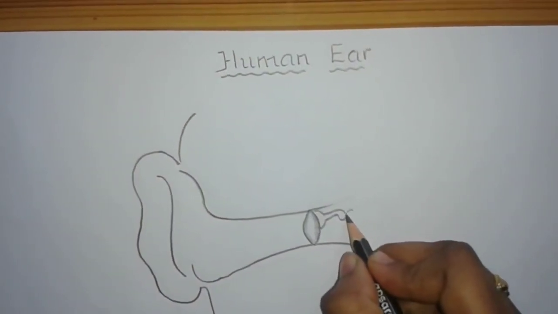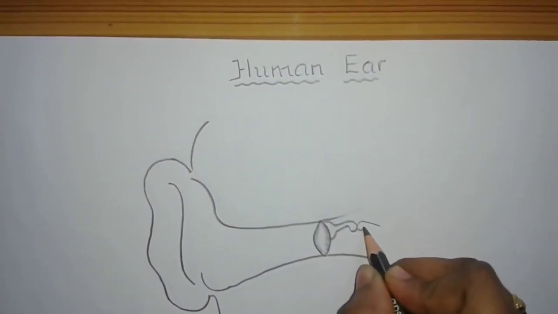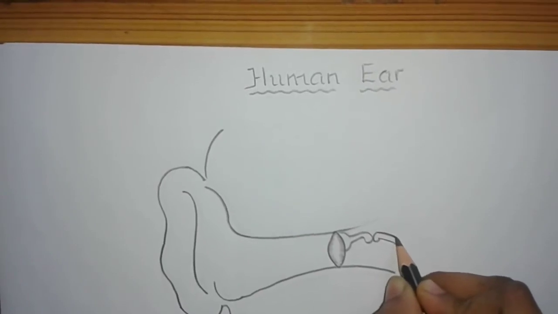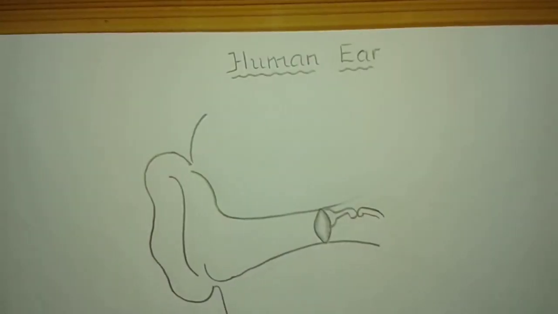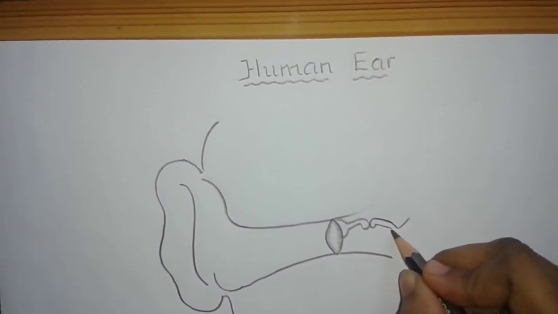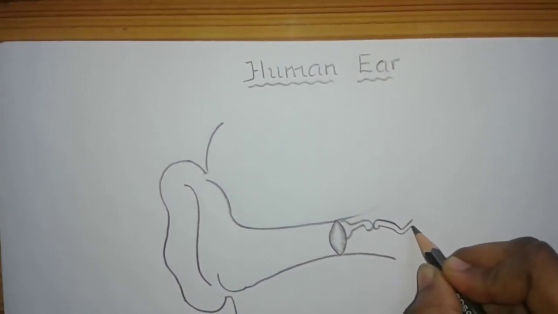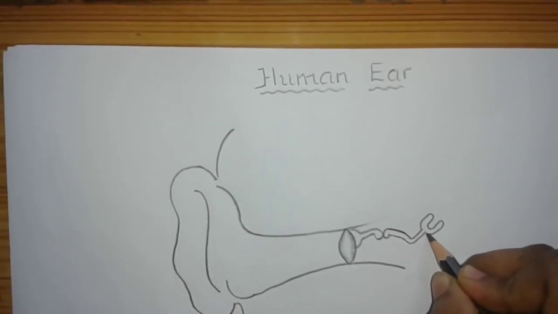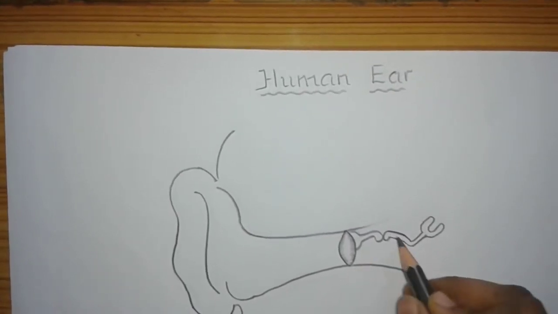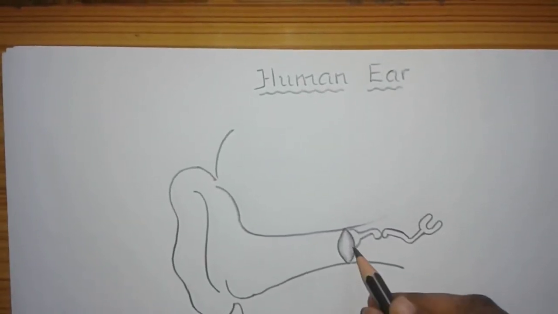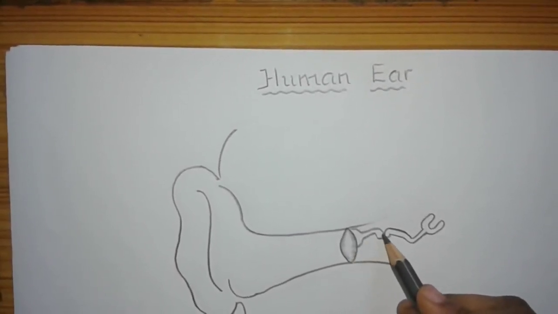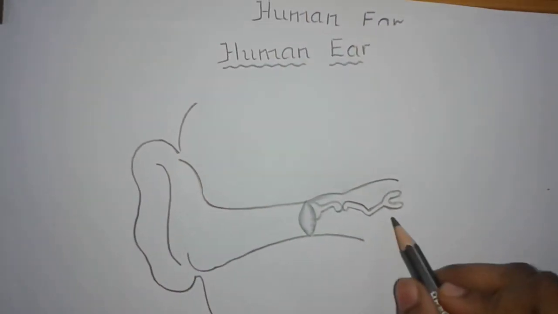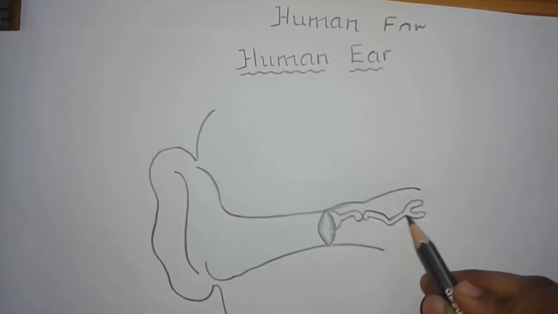The second smallest bone of the middle ear is the incus, which is just opposite to that of the malleus. So draw the structure like this. The third smallest bone is called the stapes, or it is also called the stirrup. So the stirrup is like this. Draw the third smallest bone of the middle ear like this. All the three bones are attached to each other. The vibration of the tympanum is transmitted by the movement of these bones. So these three bones form the middle ear, that is the malleus, incus and the stapes.